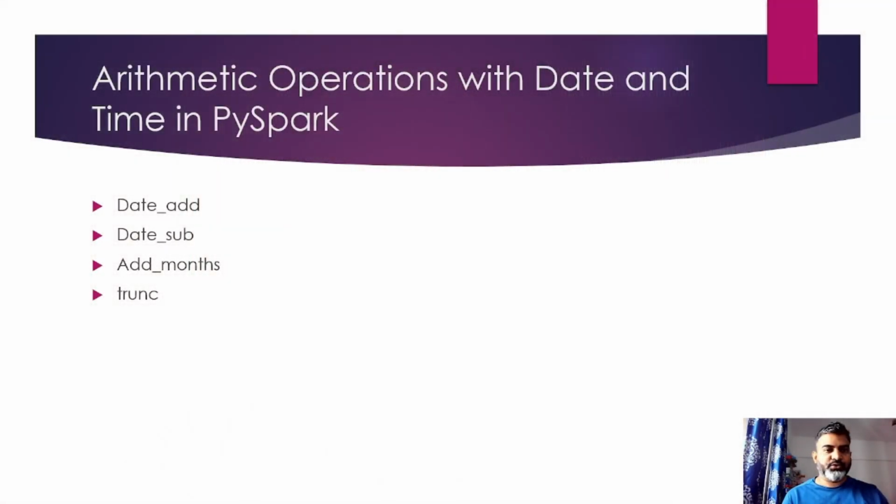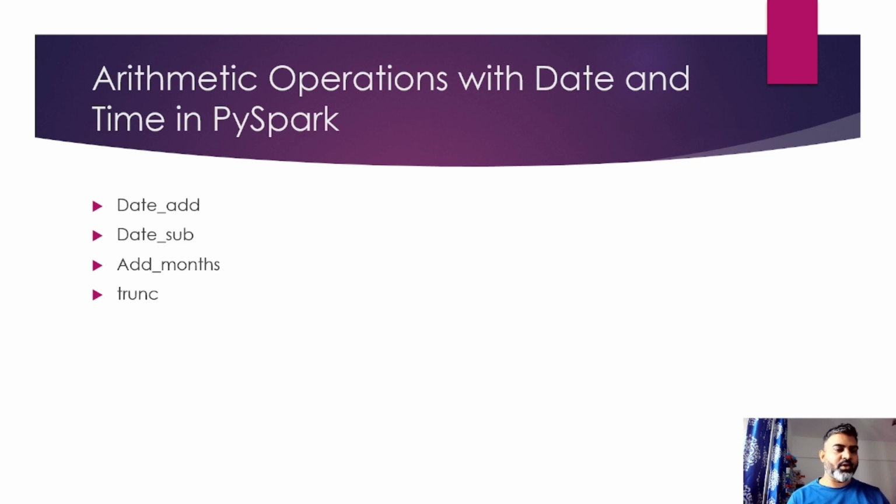Welcome back. So today we will be checking some of the arithmetic operations which can be performed on date as well as timestamp data type columns in PySpark. So these will be date add, date subtract, add months and truncate.